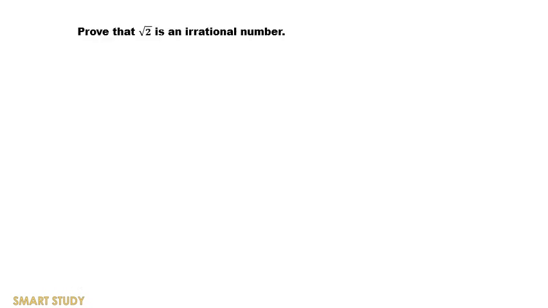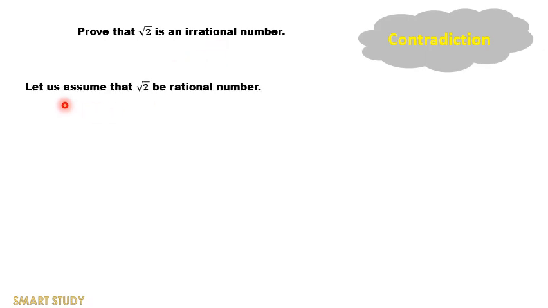So students, we'll see next. Prove that root 2 is an irrational number. We know that irrational number means which is not in the form of p by q. So here we need to prove root 2 is an irrational number. So to prove that we'll use the method of contradiction. So using this method we can prove the irrationality of a number. So to prove that, we'll assume that root 2 is a rational number. So here we are assuming root 2 is a rational number.